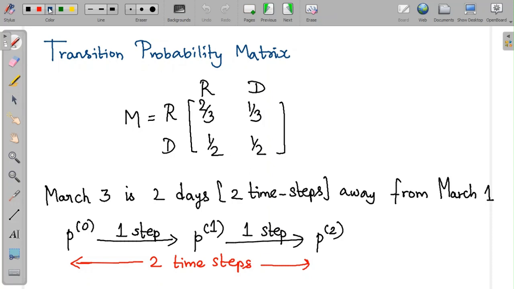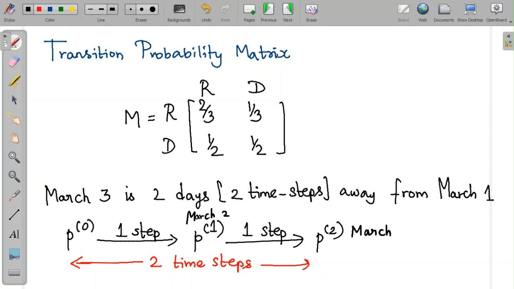We note that March 3 is 2 days away from March 1. The 1st of March is the given initial data, and we're asked to find it for March 3. March 3 is 2 days away. So from P naught, we'll move two time steps to reach P2. One time step will end up on March 2nd, but we don't want data about March 2nd. We need data only about March 3rd.